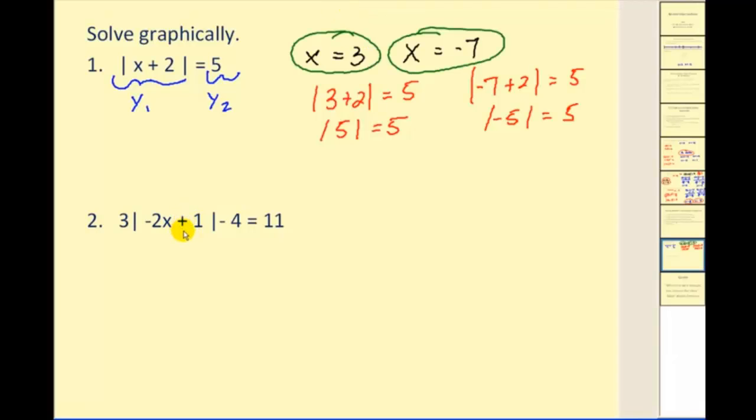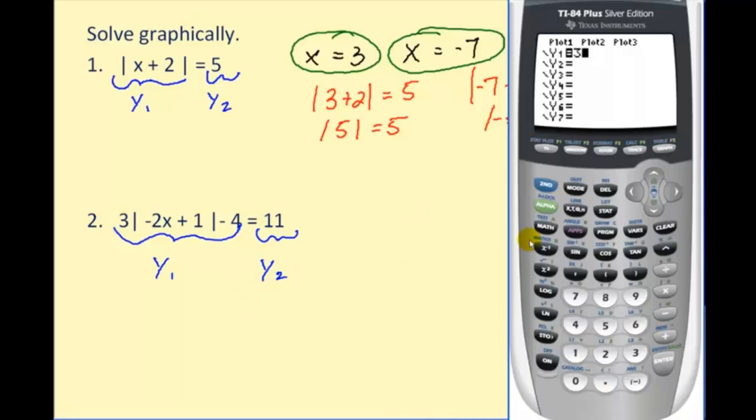Let's try one more. Now in this one, again, we do not have to isolate the absolute value if we're solving graphically. This will be y1, and this will be y2. Remember, to access the absolute value, we hit Math, right arrow once, and then Enter. Close the set of parentheses. There's y1. y2 will be 11. Now this will be an issue because remember the standard window only goes up to 10, so we'll have to change our y maximum.